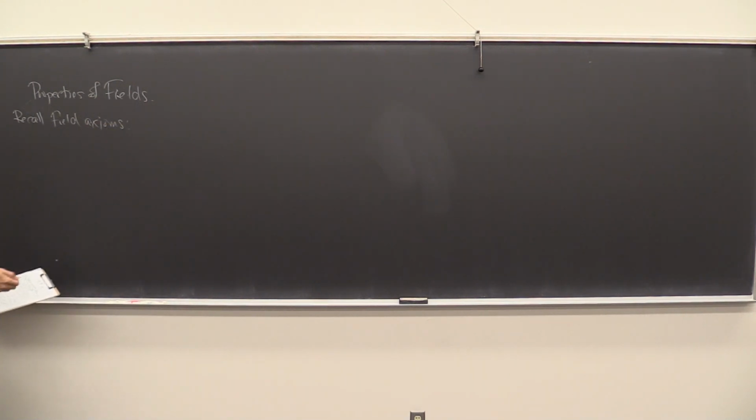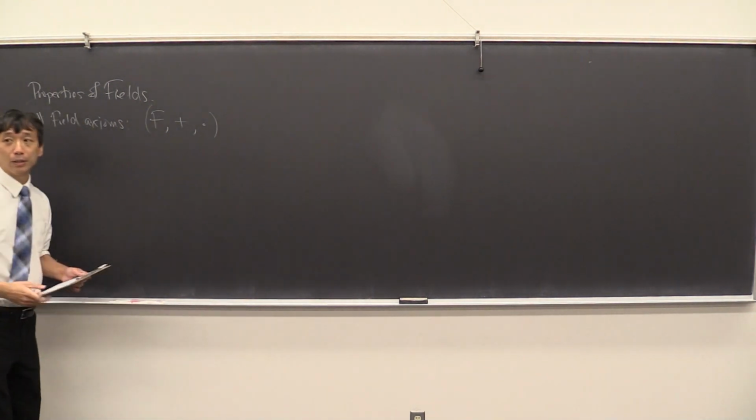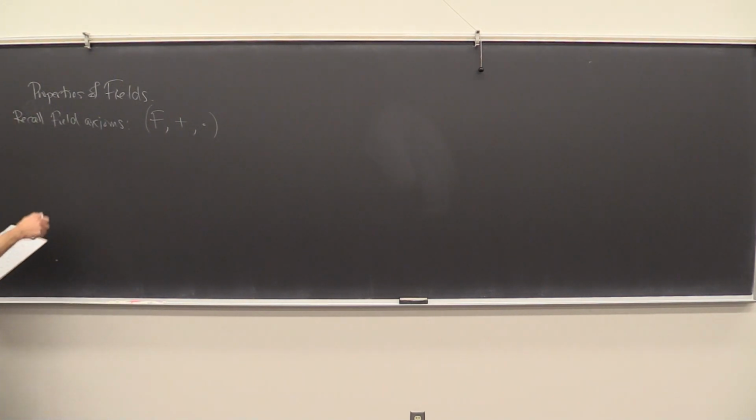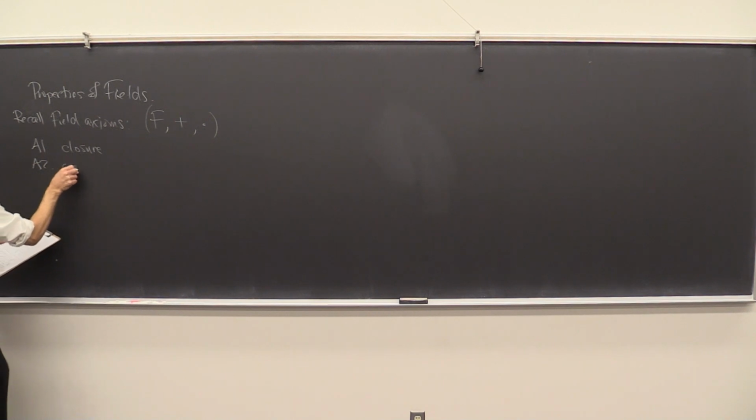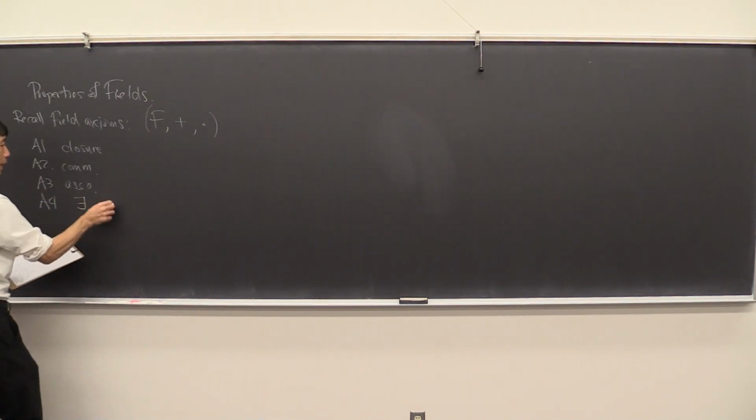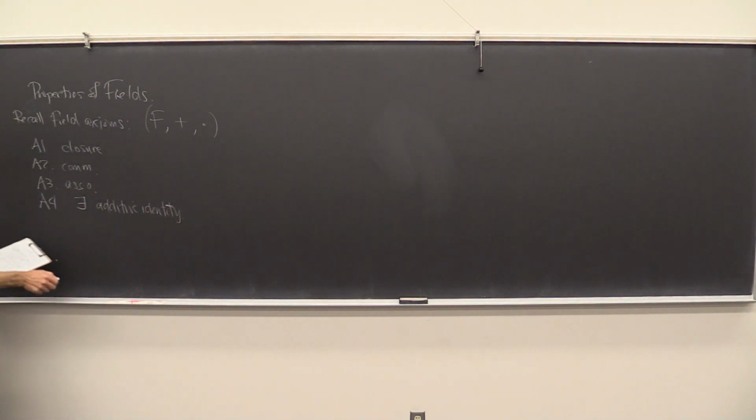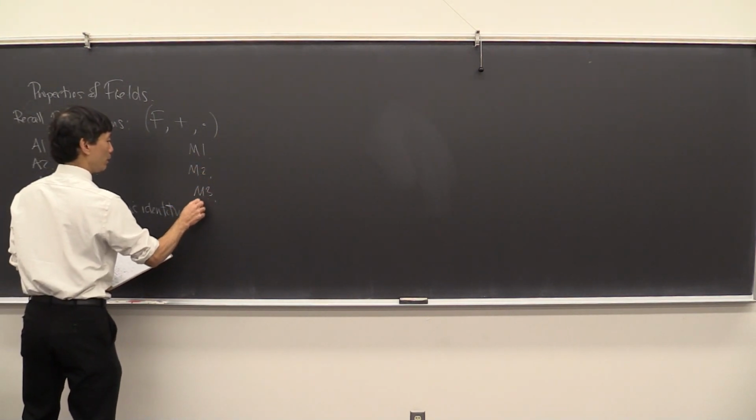So a field is something that has a plus and a dot. You've got this set of elements. It's got something that acts like addition, something that acts like multiplication. And then the addition has to satisfy closure, commutativity, associativity, and the existence of an additive identity. And then there are corresponding properties for multiplication.